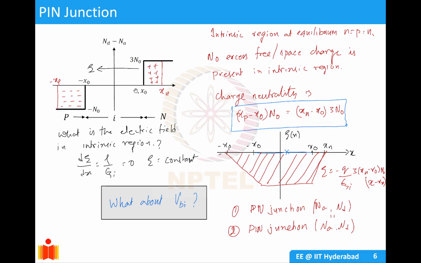So at equilibrium there won't be any excess carriers in this region. There are no excess free charges or fixed space charges, so there is no depletion region in the intrinsic region. The depletion region lies only in the P-doped and the N-doped regions.